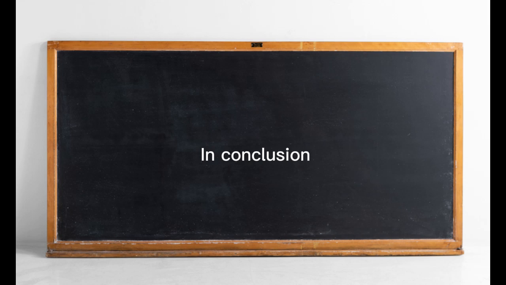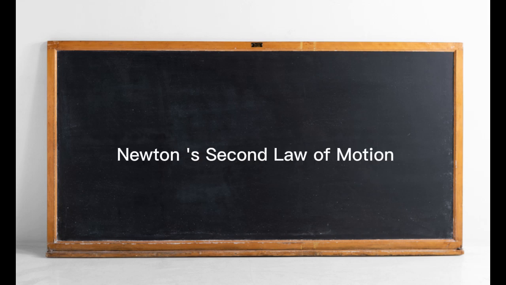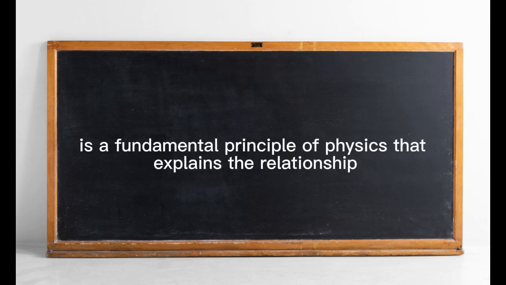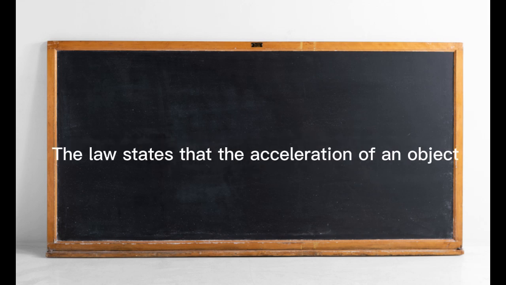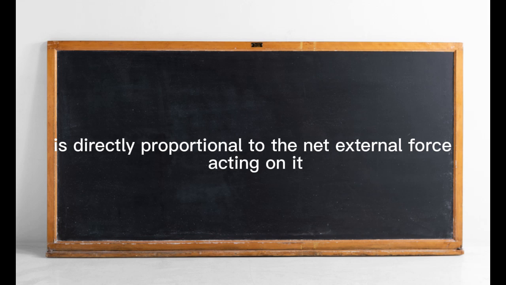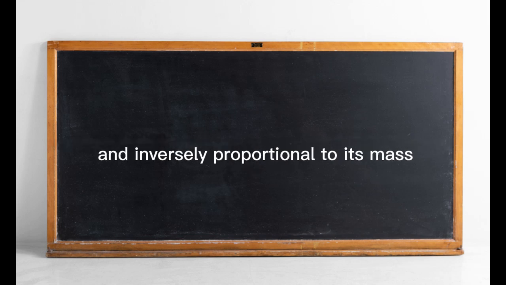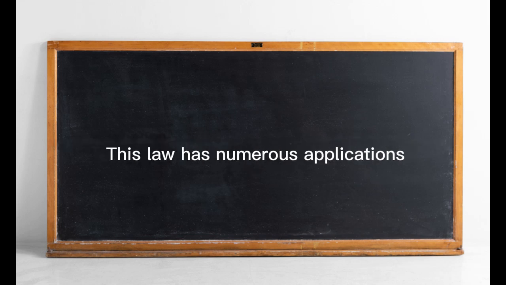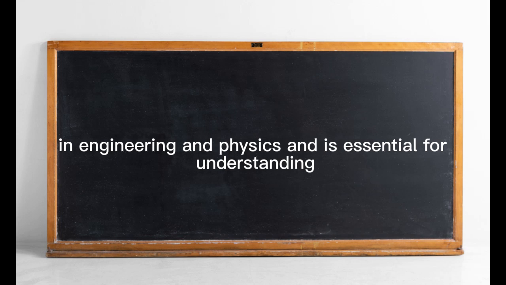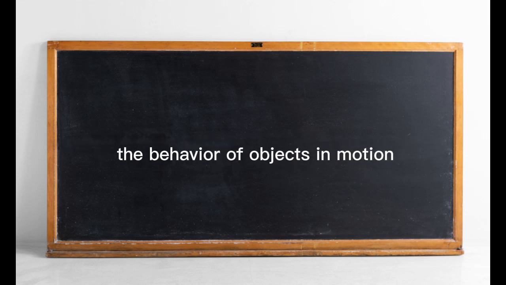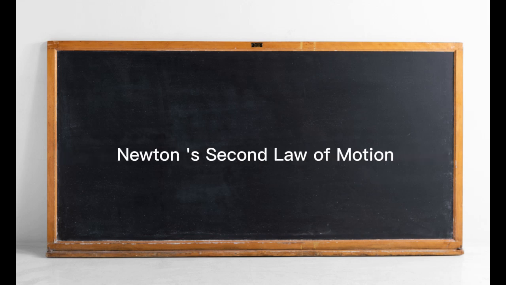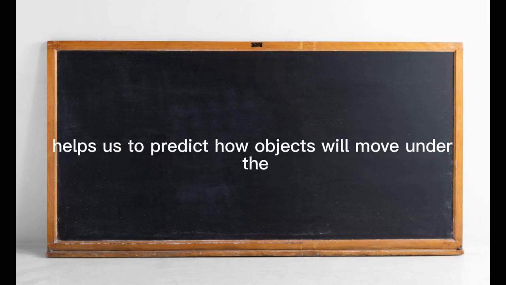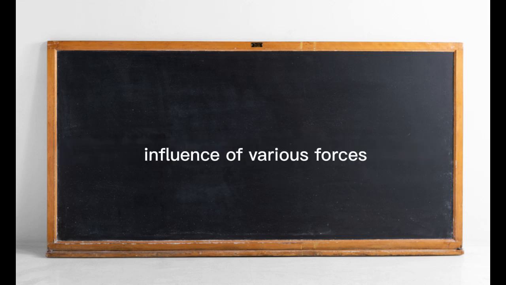In conclusion, Newton's second law of motion is a fundamental principle of physics that explains the relationship between the motion of an object and the forces acting on it. The law states that the acceleration of an object is directly proportional to the net external force acting on it and inversely proportional to its mass. This law has numerous applications in engineering and physics and is essential for understanding the behavior of objects in motion. From rockets to cars to balls thrown into the air, Newton's second law of motion helps us to predict how objects will move under the influence of various forces.